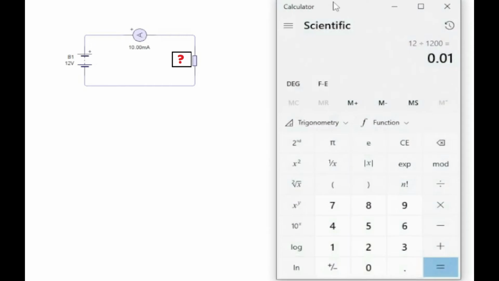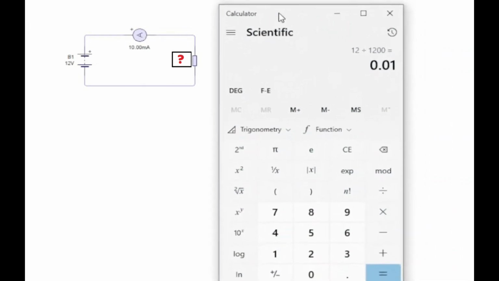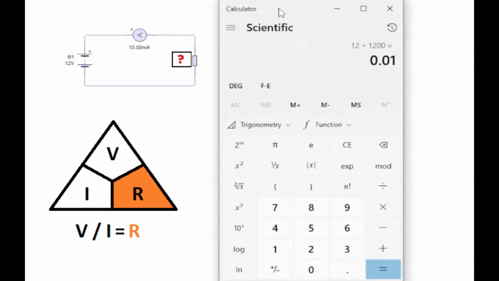Okay, this time it's the same circuit, but we're looking to calculate the resistor value. So looking at the circuit, we have the 12 volt supply, you can see there. We also have an ammeter, and the ammeter is displaying 10 milliamps. Okay, and what we need to find out is what is the value of this resistor that's been hidden by a question mark.